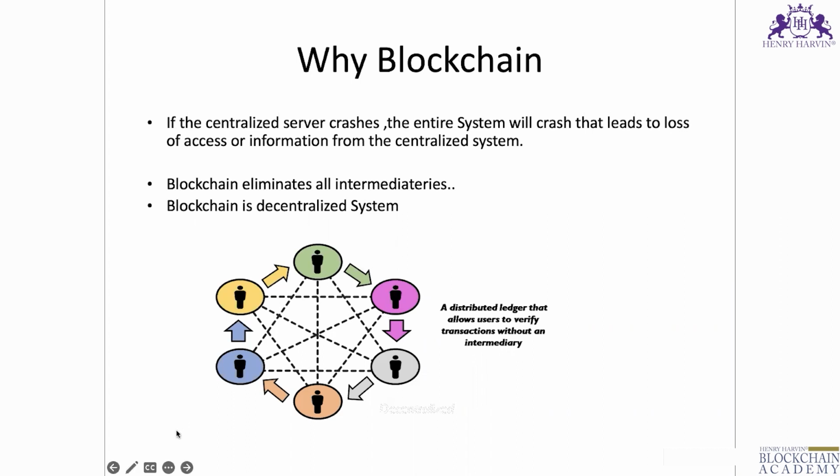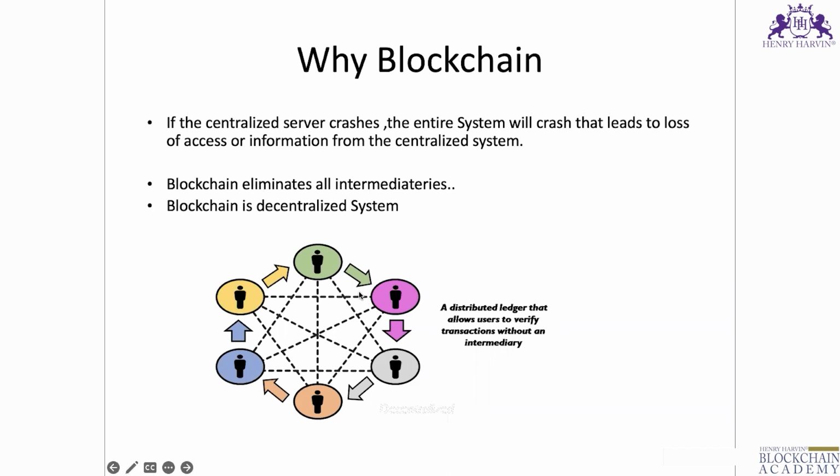Suppose if you want to store some data over here, that data is stored on this node and this particular node, this one, this one, this one. So all the 6 nodes contain the same data. The advantage is that if 1 or 2 or 3 systems fail, nothing happens to the system. So blockchain is distributed, and the advantage is it is available 24/7, all the time.